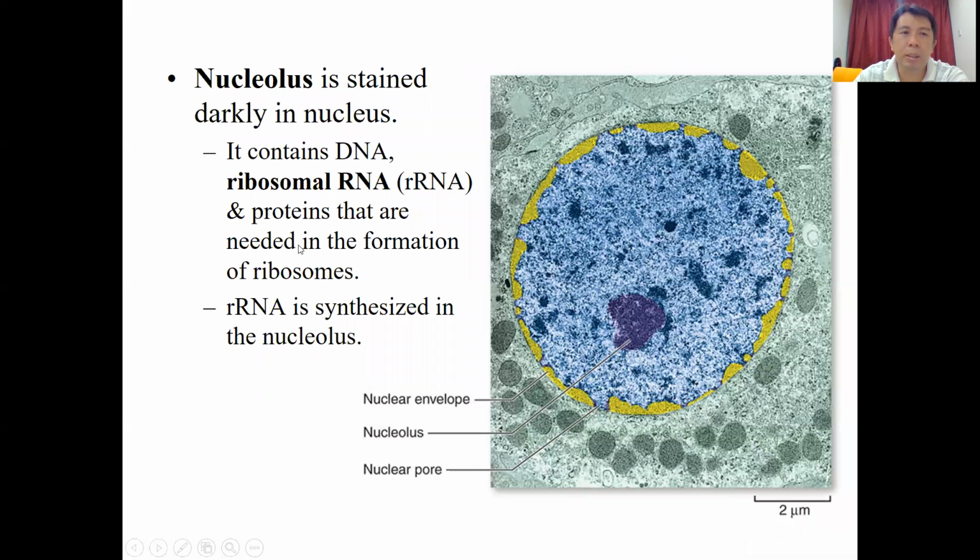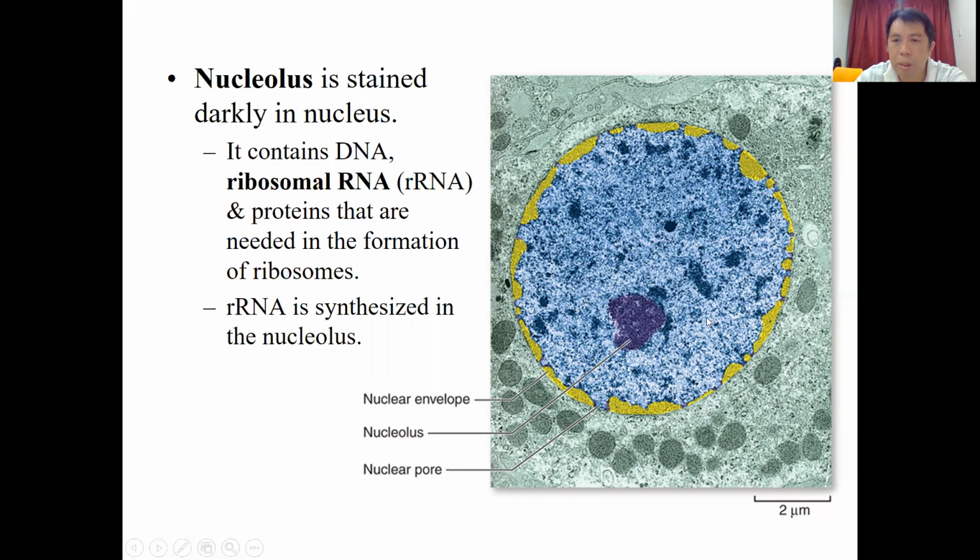Okay, the nucleolus is stained darkly in the nucleus. So this is the nucleolus. You can see this dense, dark region, the denser region, which is known as the nucleolus. It contains DNA, the DNA is here, and ribosomal RNA, the rRNA, because the rRNA will be formed by the DNA in this region, and proteins that are needed in the formation of ribosomes.